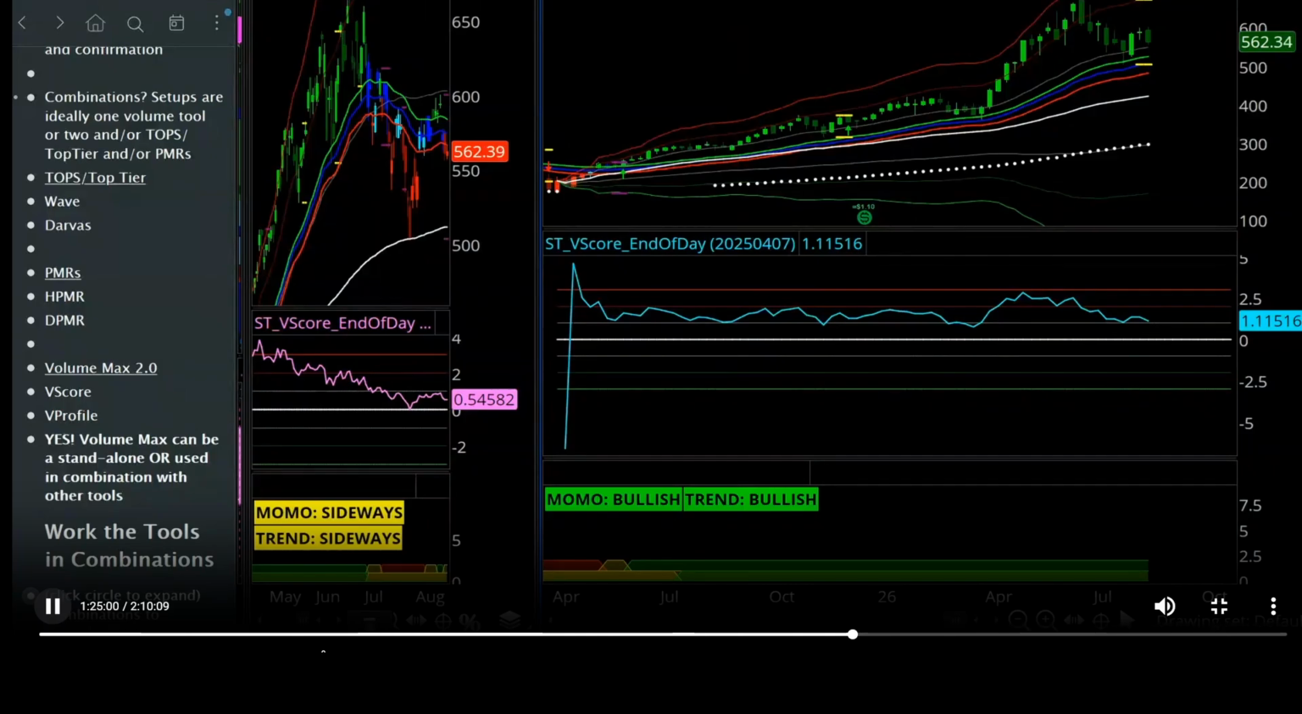So yeah, anytime I'm talking about tops and bottoms, double tops, double bottoms, I'm not looking at price. We're looking at the VScore, because price, double tops, double bottoms, W's, M's, they're not that helpful because we don't know what's going on in terms of size under the hood.